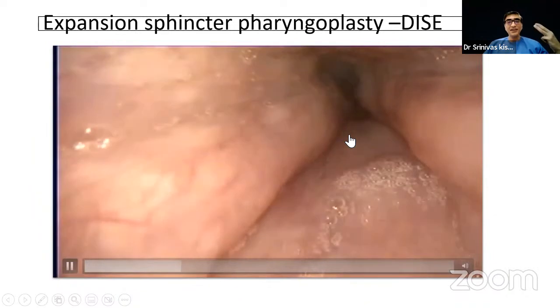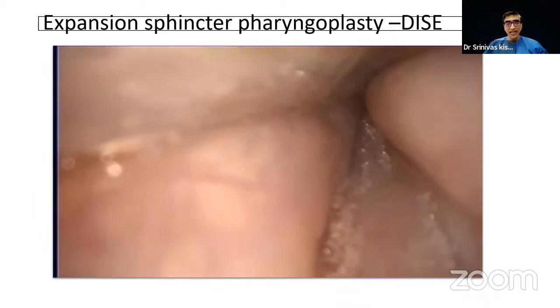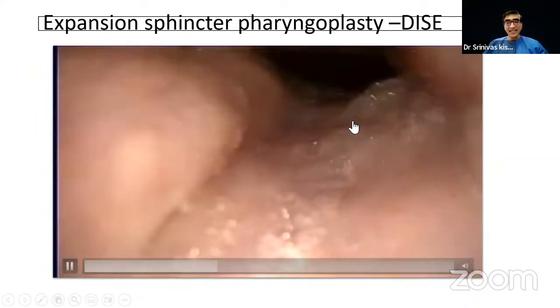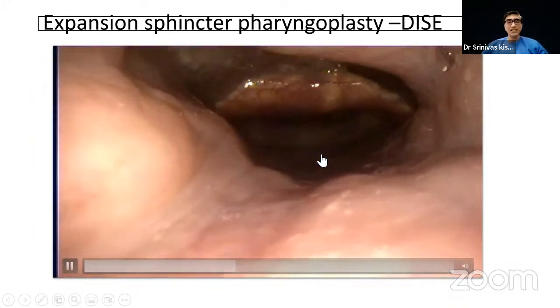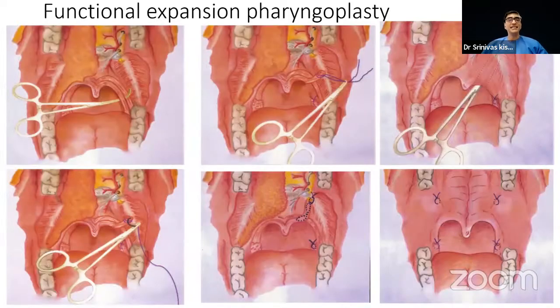The patterns at the level of the velum can be three types: anteroposterior, for which you do an anterior palatoplasty. You do a lateral to lateral, like you see here, in which you do an expansion sphincter pharyngoplasty. Now, there are variations of the expansion sphincter pharyngoplasty, called the functional expansion sphincter pharyngoplasty, popularized by my dear friend Ottavio Piccin from Bologna. Here is a diagram, and then I will show you the video.